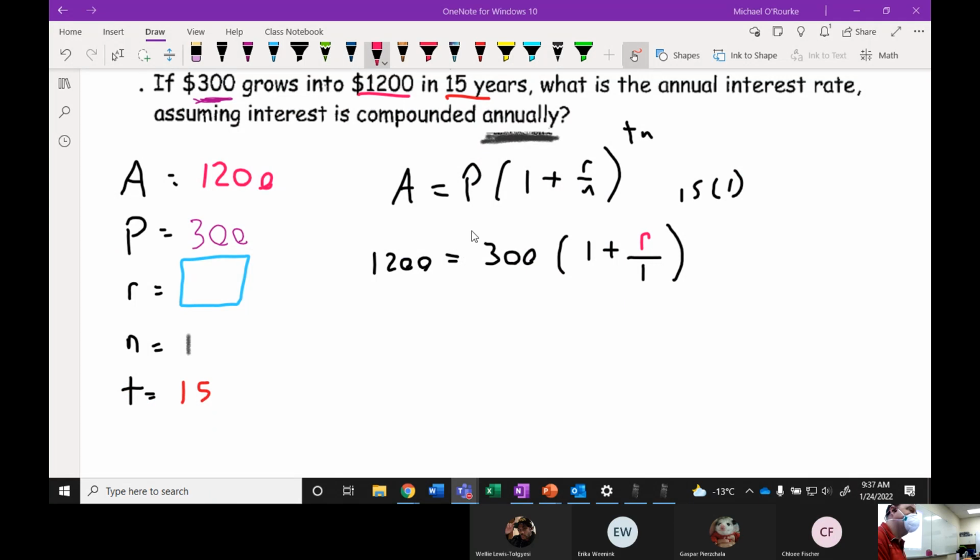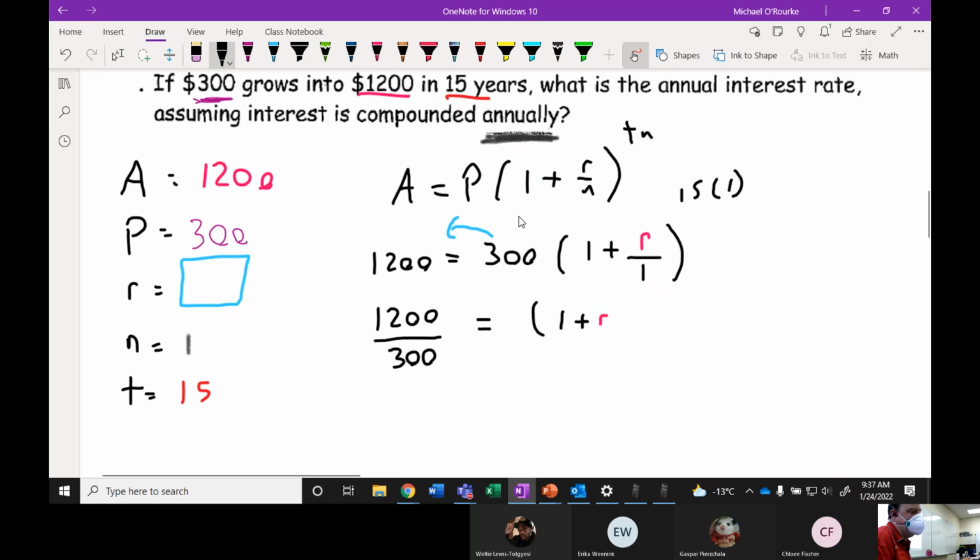We want everything going this way. We can move this 300 over here, right? It's divided by 300. Sorry, my bad. And 1 plus, it's just going to be r here, because anything divided by 1 is 1, right? To the power of 15.